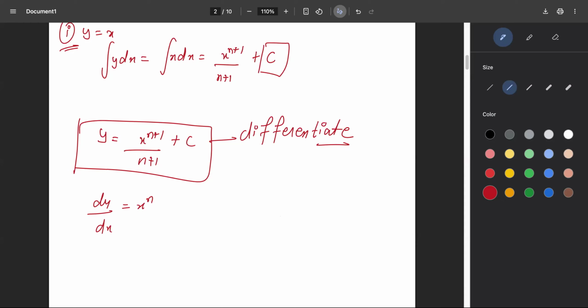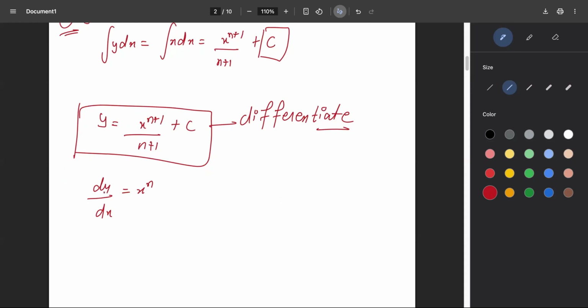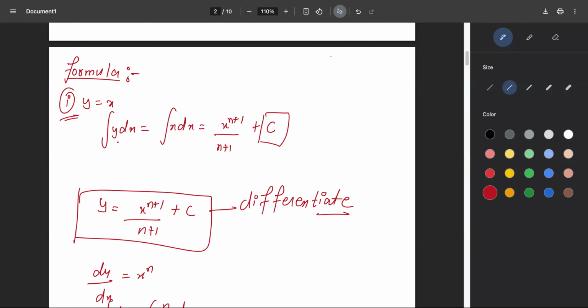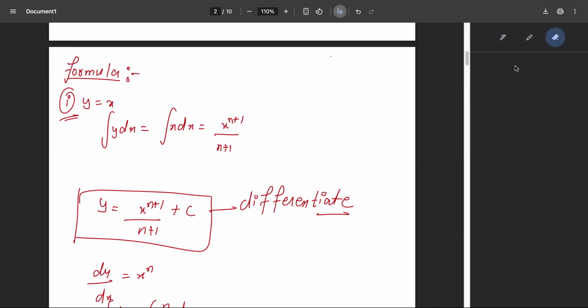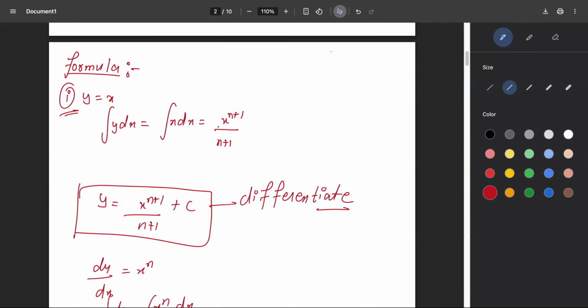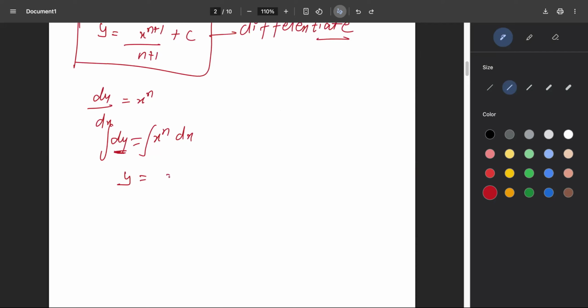The problem is, what is the integration? If I ask you, dy is nothing but x to the power n dx, right? If I say integrate, it means to get the area for all the values of x. So y is equal to how much are you going to get? As per the previous formula, if I don't include this constant c, the formula says the answer should be x to the power n plus 1 divided by n plus 1.